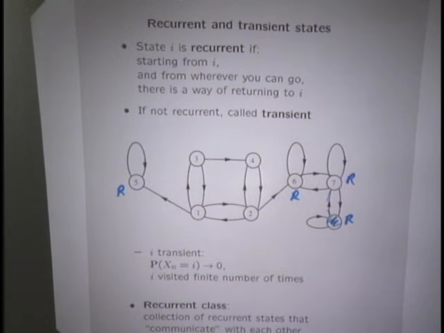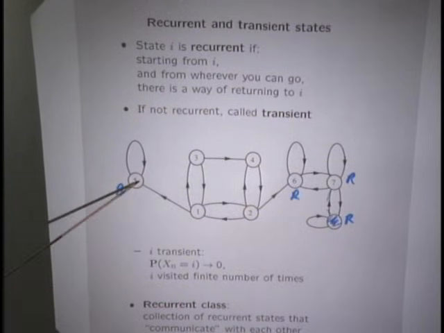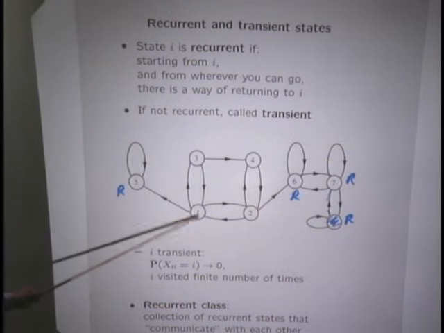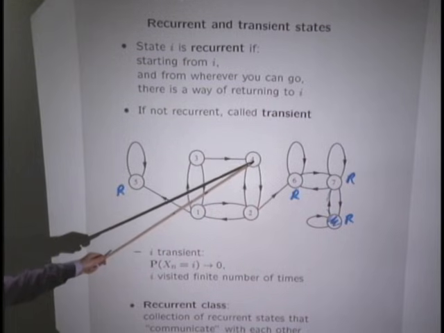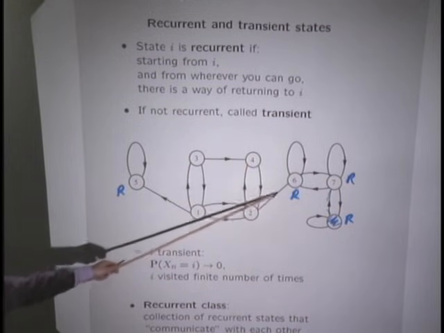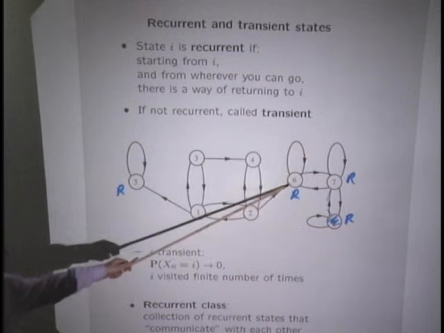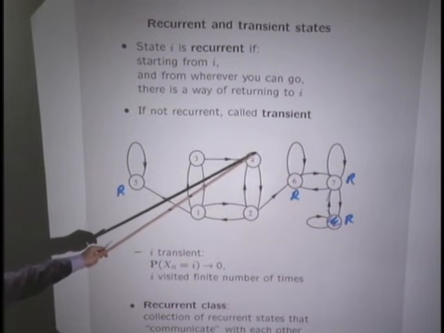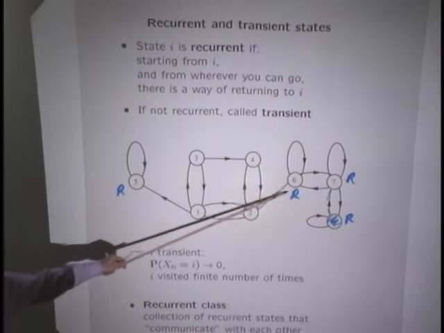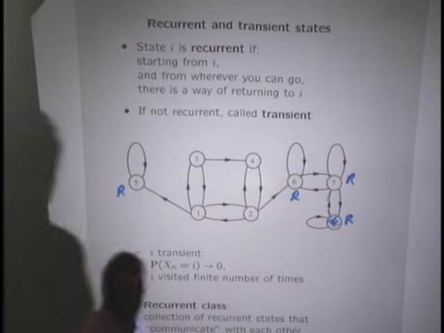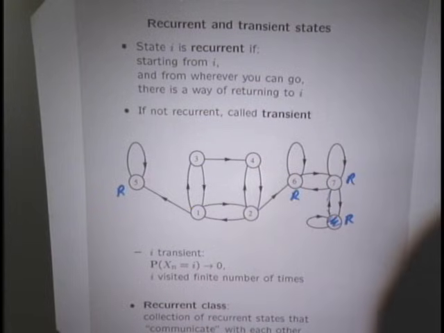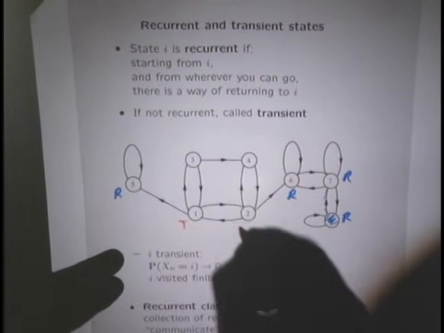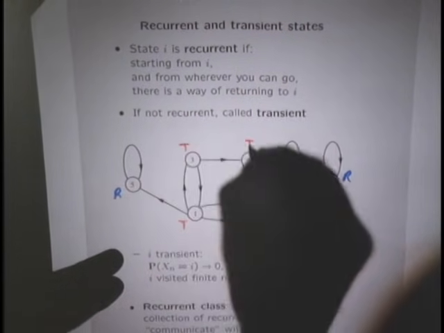So state 1 is transient because starting from here, there's a possibility that you get there and then there's no way back. State 4 is transient. Starting from here, there are places where you can go and from which you cannot come back. And in this particular diagram, all these 4 states are transient.